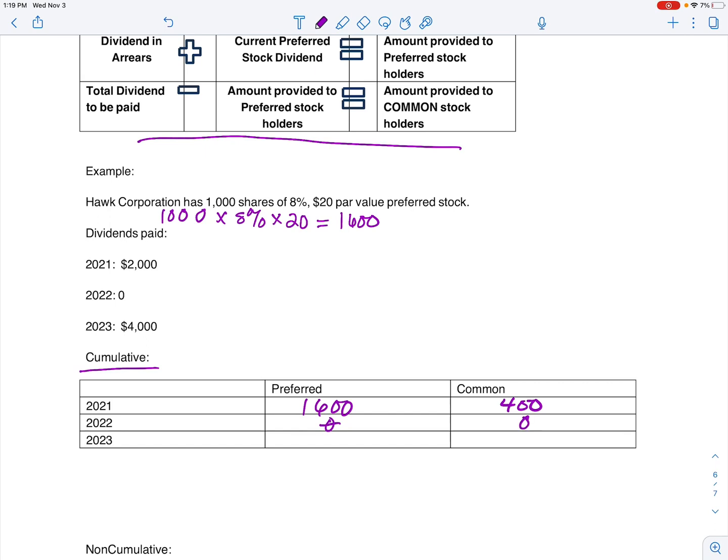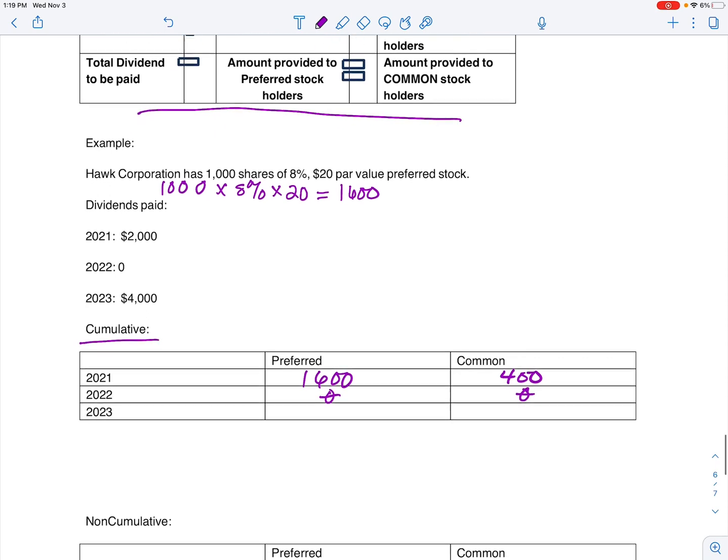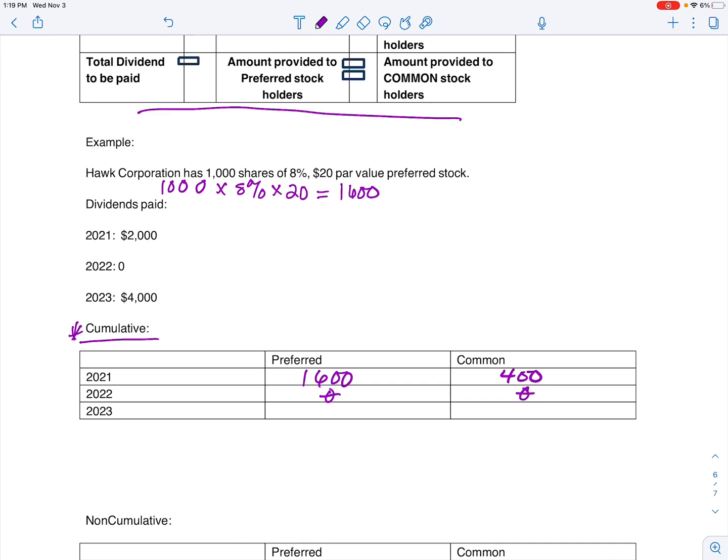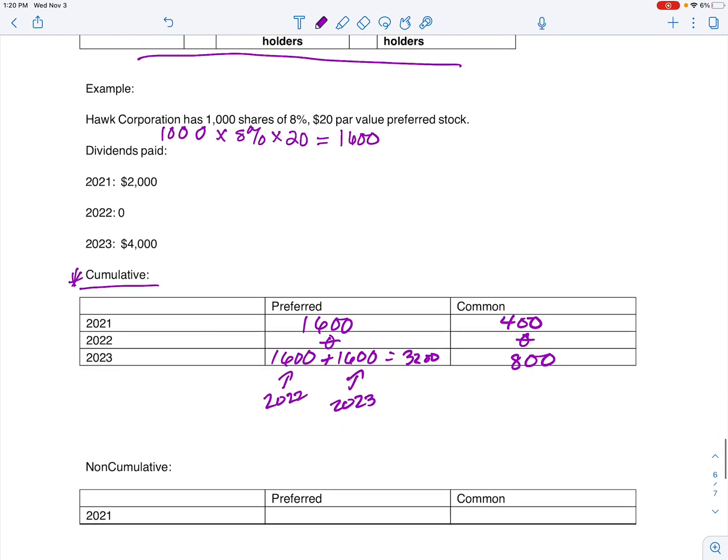In 2022, we have no money to give. Nobody's going to get anything. Now, if this stock is cumulative, that's saying the preferred stockholders will get the amount from 2022 and the amount from 2023, or the 3,200, before the common stockholders get anything, and then they'll get the rest.